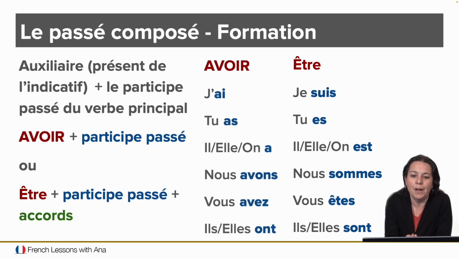And here's the verb avoir. J'ai, tu as, il a, elle a, on a. Remember, we have to do the liaison. Nous avons, vous avez, ils ont, elles ont. So if you forgot these, you can check the video on the present tense where I explain where all these verbs come from, because they are irregular verbs in the present tense, okay? You know them in the present, so you already know one part of the passé composé. So how are we going to work with these guys?